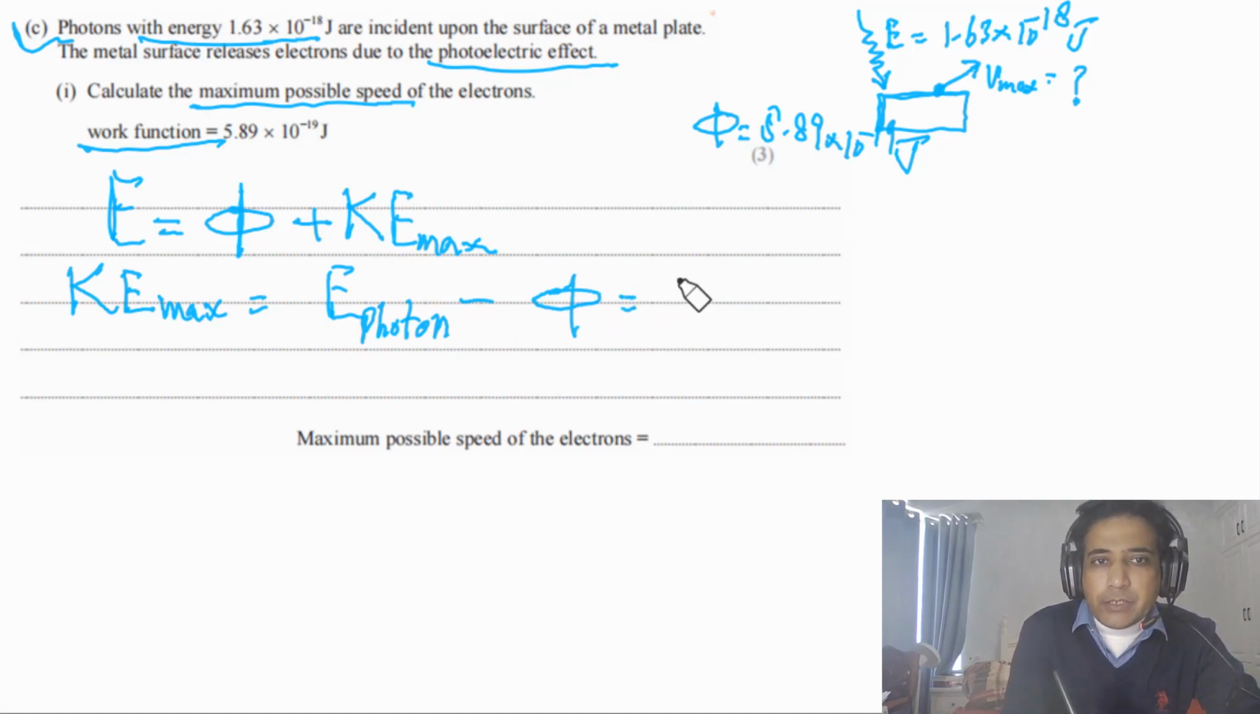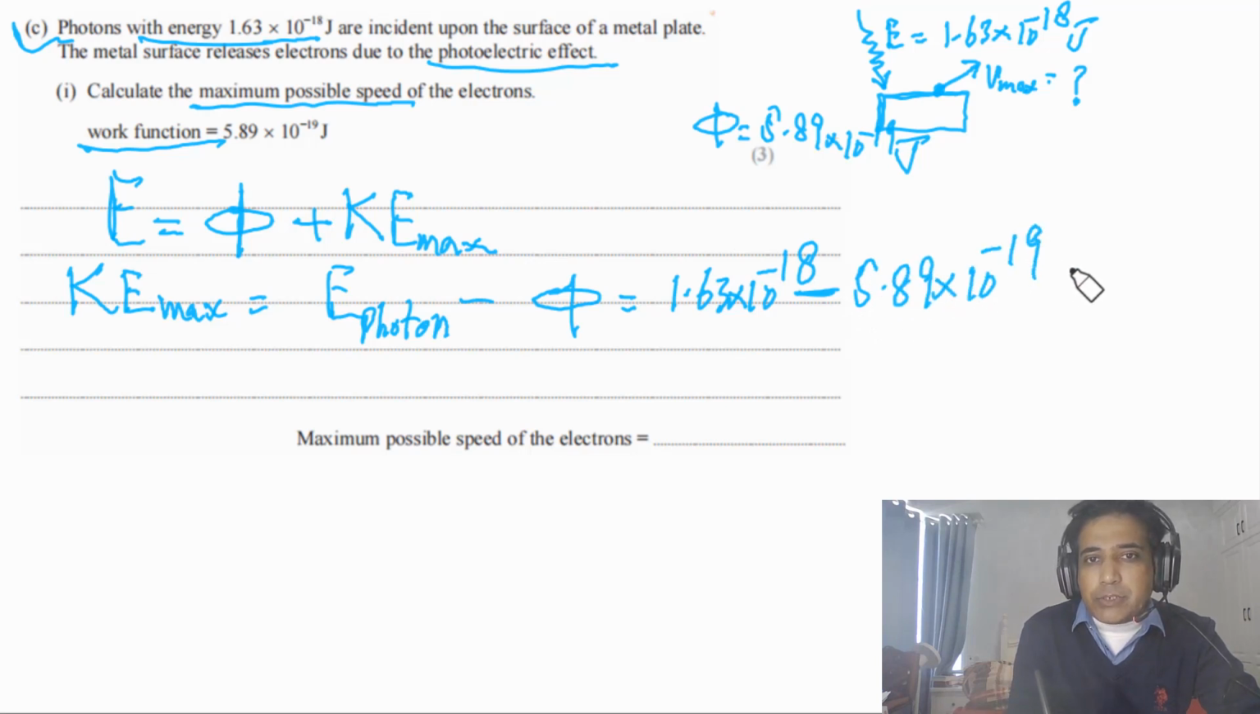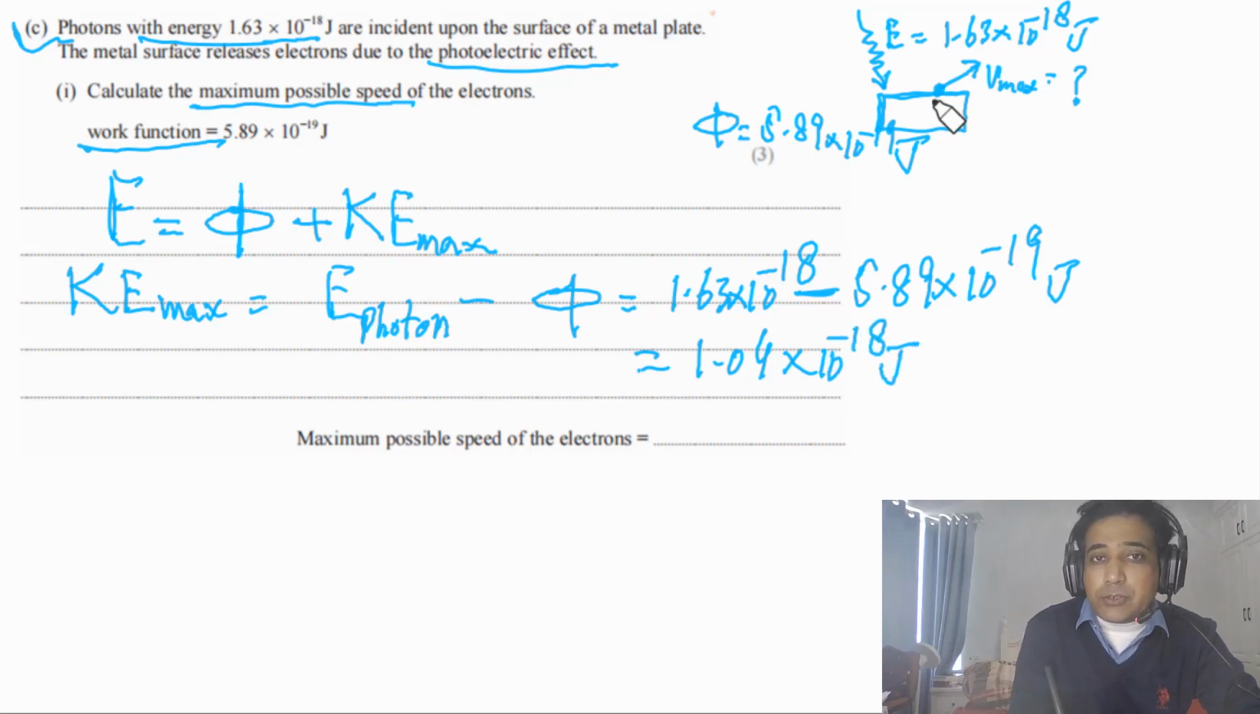So we have the energy of the photon, that is 1.63 times 10 to the minus 18 joules. You have to be careful with units, and the work function is 5.89 times 10 to the minus 19 joules. If we solve this one, we will get 1.04 times 10 to the minus 18 joules. So this is the kinetic energy of the photoelectron, the maximum kinetic energy.